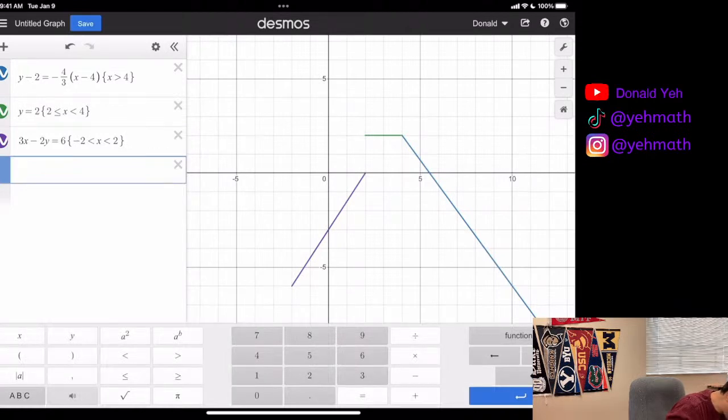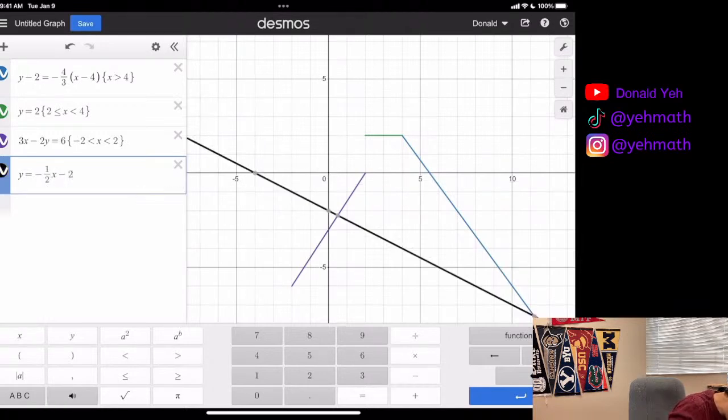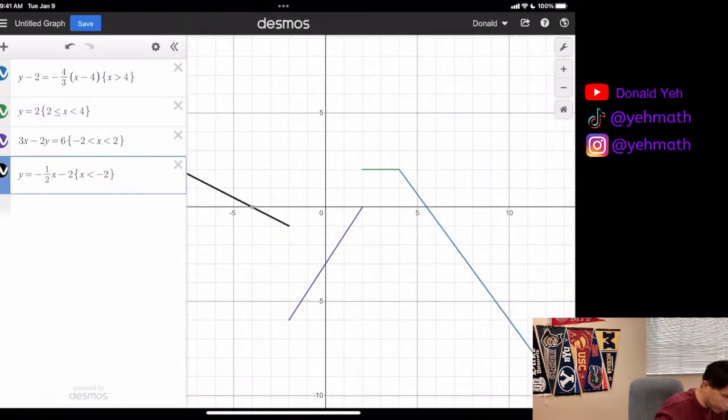y equals -1/2 times (x minus 2). What's the restriction? x is less than -2. x less than -2, there you go. I got this function right here. It looks exactly like that.